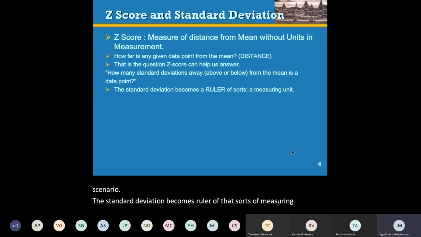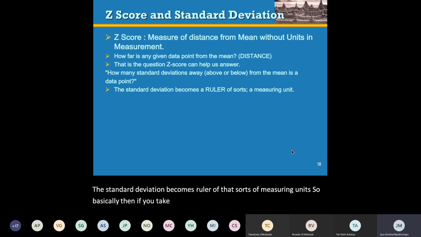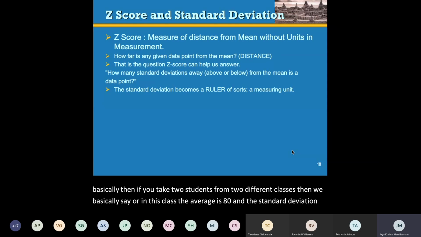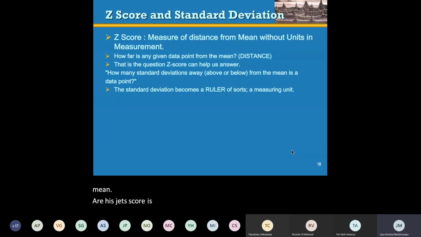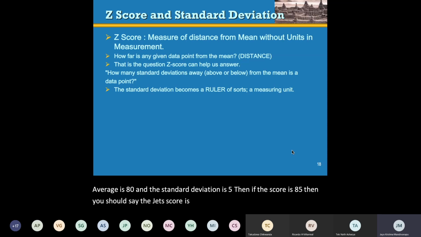So if you take two students from two different classes, we say: in this class the average is 80 and the standard deviation is only 2.5, so the student is two standard deviations away from the mean, or his Z score is 2. But in the second scenario, the average is 80 and the standard deviation is 5. Then if the score is 85, the Z score is 1 because the student is one standard deviation away from the mean.